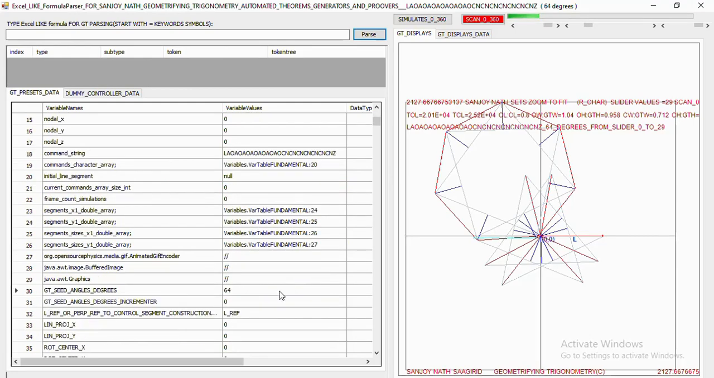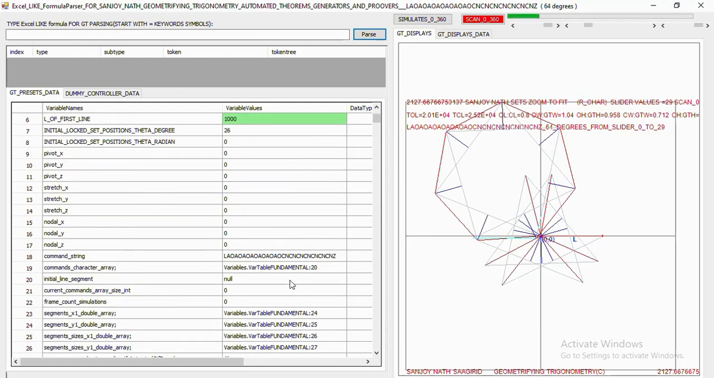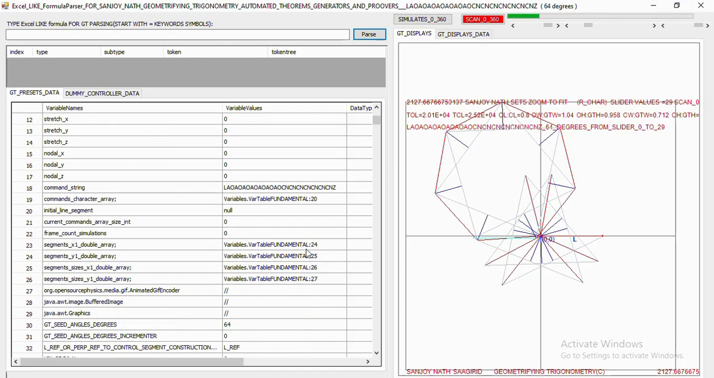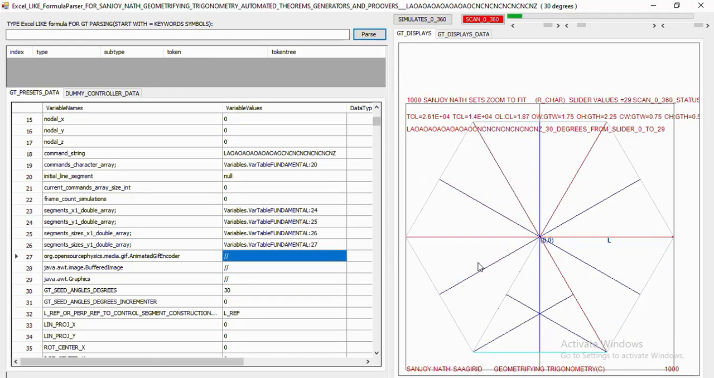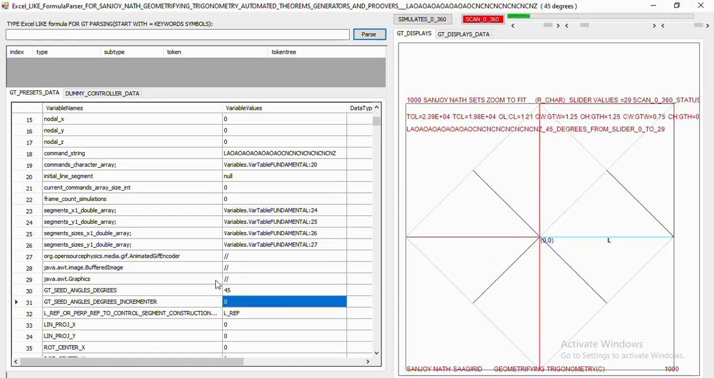initial line segment is taken as, say here 26, it is like this. For 30 it is like this, and for 45 degrees it looks like this. Say we take it 22, and then we can see this kind of thing.